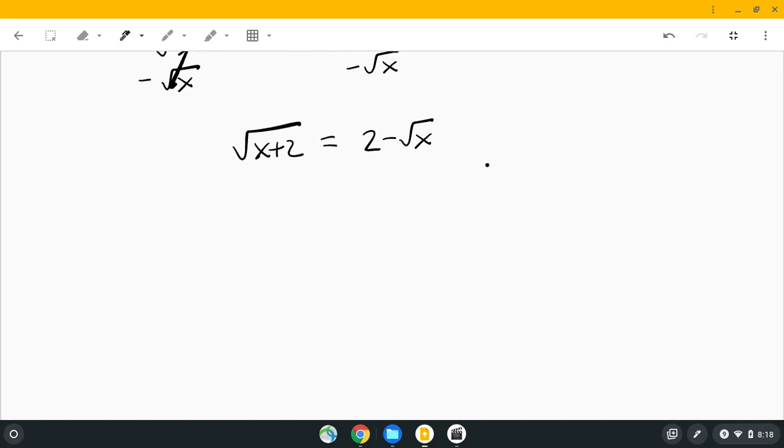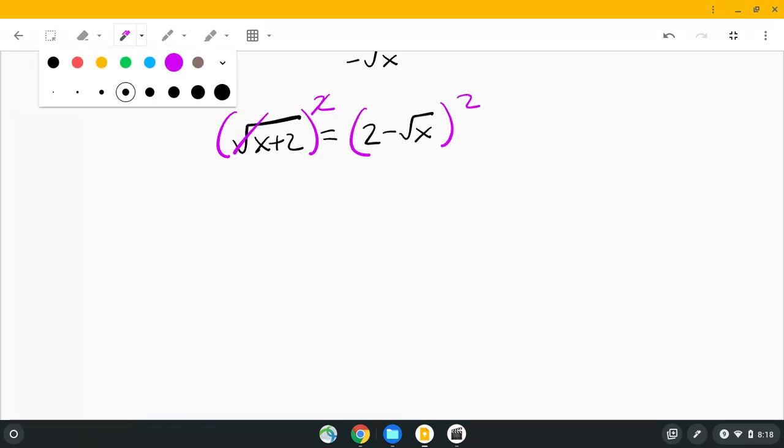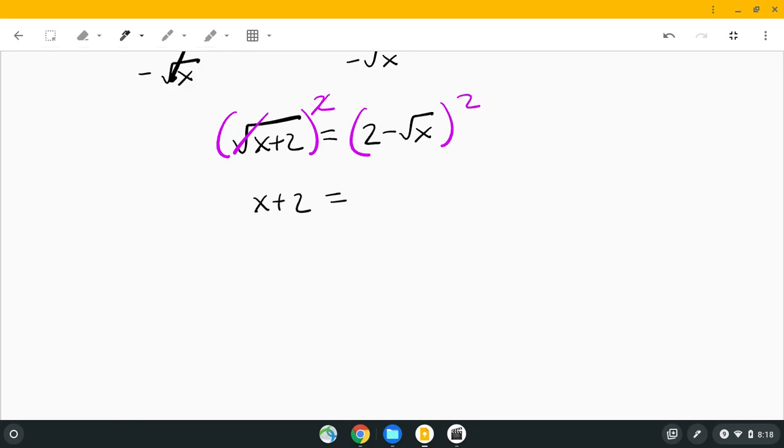Okay, so we're going to have to get rid of one radical at a time. I'm going to get rid of this one first, and then we'll see what we get, and then I'll get rid of the next radical after that. So I'm going to get rid of this by squaring. I get x plus 2 over here on the left, and on this side, you might have to go off to the side and multiply out this binomial.